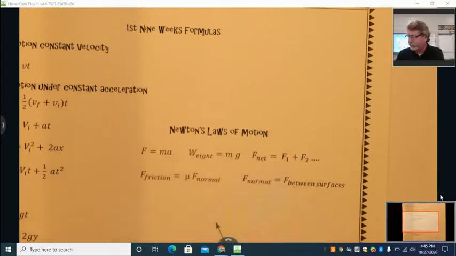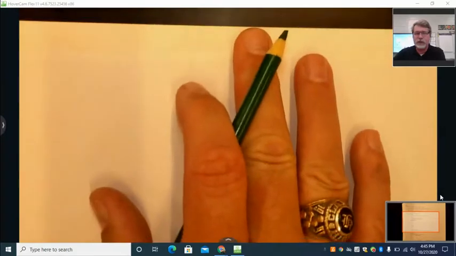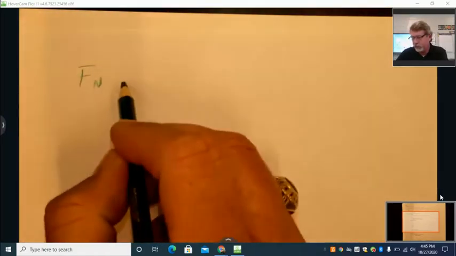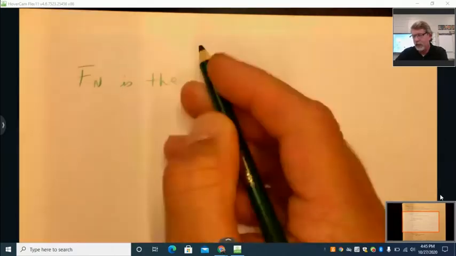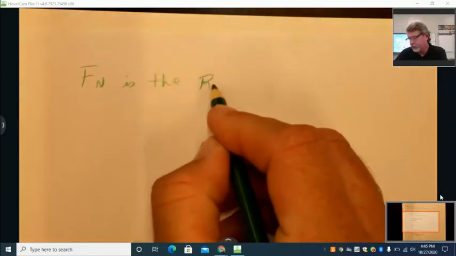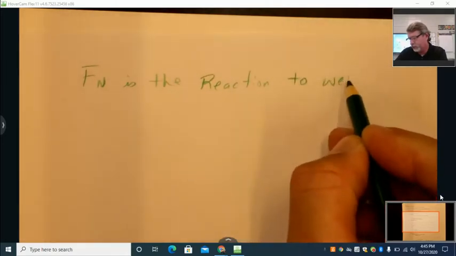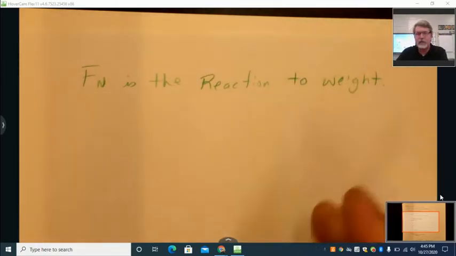So let's start off with how we draw this incline. So force normal, there's a couple different situations for force normal. So start off with force normal is the reaction to weight. That's the way I like to think of it. It's the reaction to a weight.